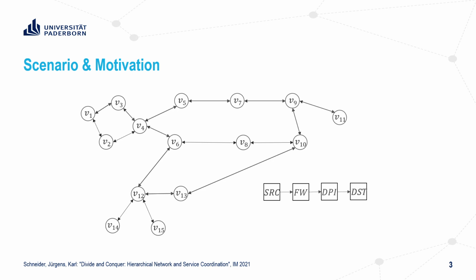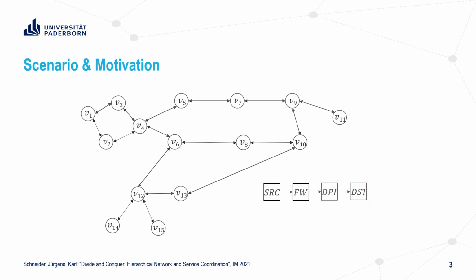Now we also have our service or services, and whether we're now talking about virtual network functions in network function virtualization, or microservices in a service mesh, or even machine learning functions in a pipeline, we often have services that consist of multiple chain components. In the example here, I just have a firewall and a deep packet inspection, and then two auxiliary components to indicate the start and the end of this service.